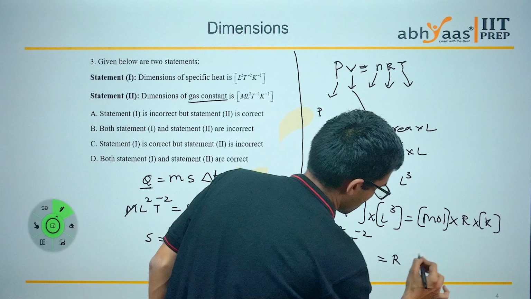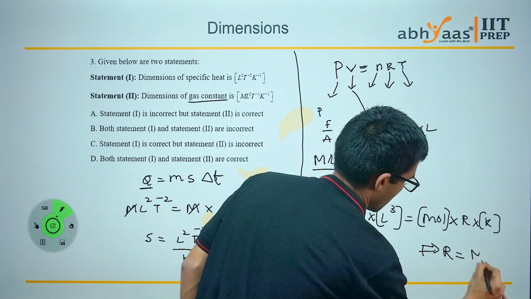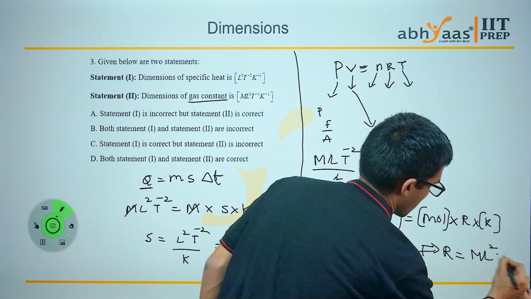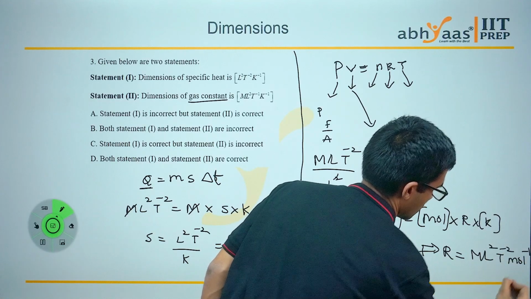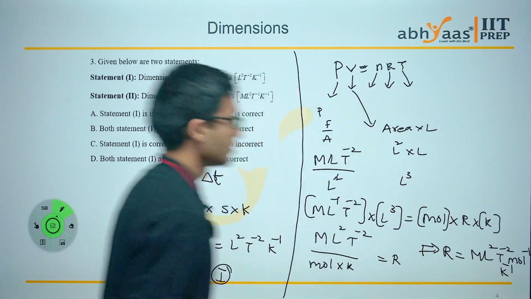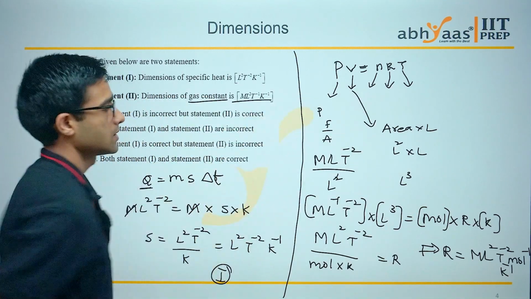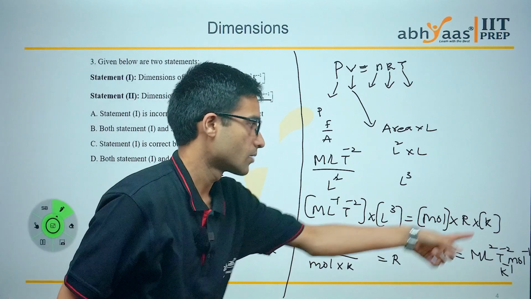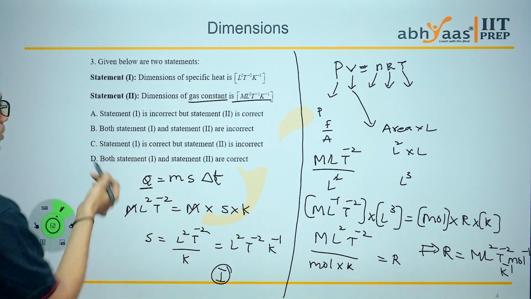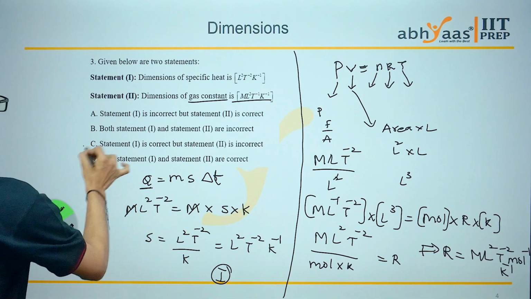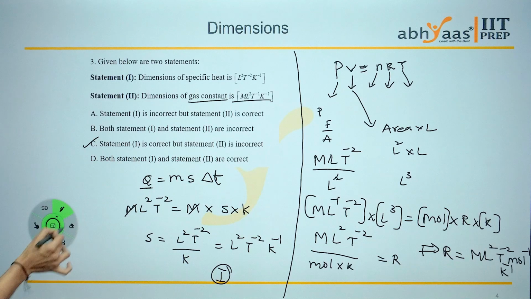So if you observe the next line, R is equal to M L square T power minus 2 mole power minus 1 K power minus 1. So is it true? No. It is M L square T power minus 2 K power minus 1, and what you are getting is mole inverse. So statement 1 is right, statement 2 is wrong. Is it clear? So this is about this question.